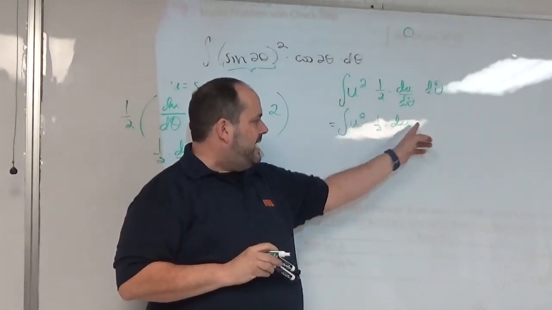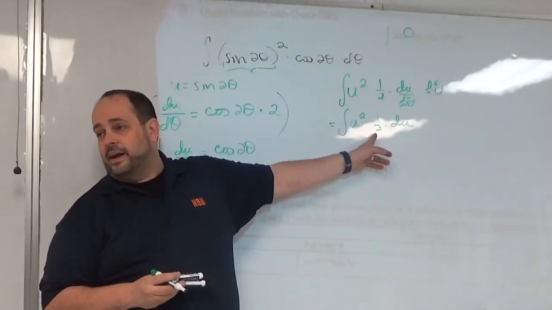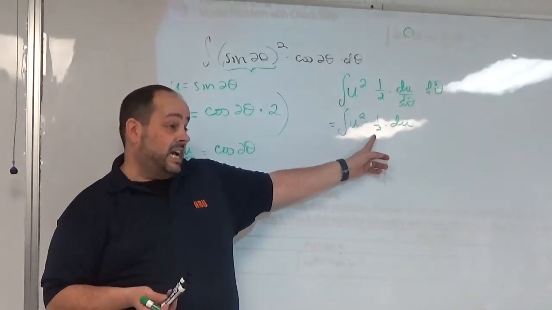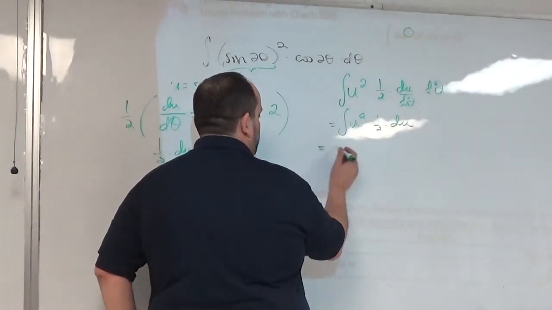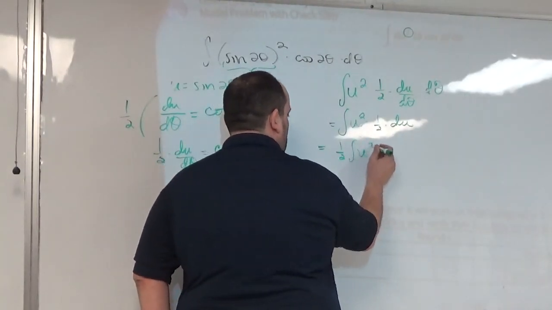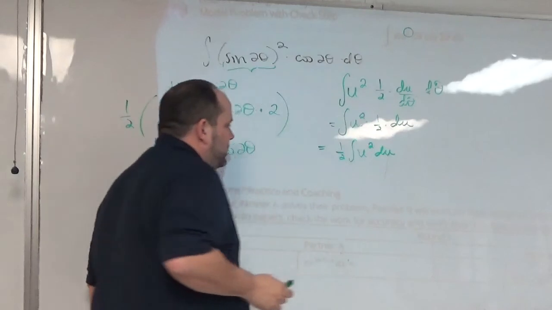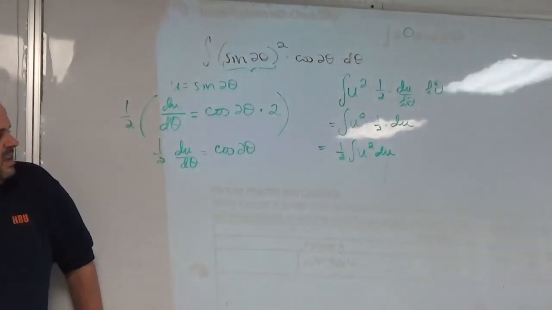U squared times 1/2 du. That 1/2, we've talked about this a lot already, it's a constant. I can factor that constant out in front. So we've got 1/2 the integral of u squared du. That's pretty good.